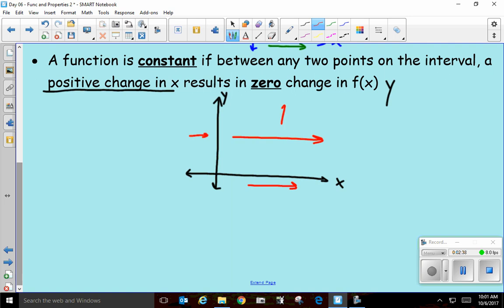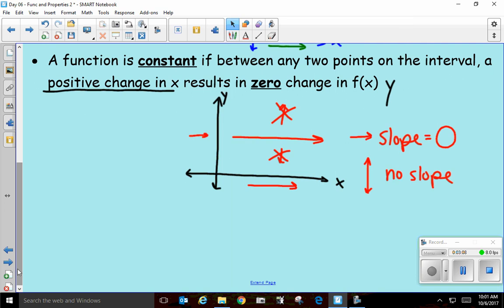Y does not move up. No. It does not move down. No. It stays the course. That is a constant function. That also means it would have a slope of 0. Remember, any horizontal line has a slope of 0. And as a quick review, what if a line is graphed and goes up and down straight? That has no slope. It has an undefined slope. It's a vertical line. That's really not in the notes here, but I just wanted to hit that up quick for review.